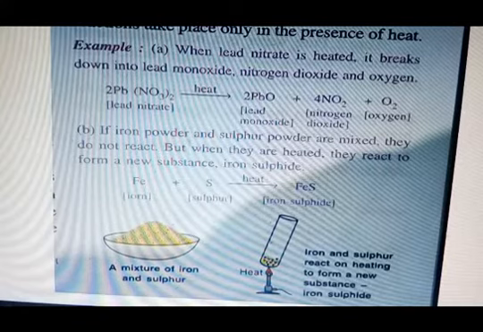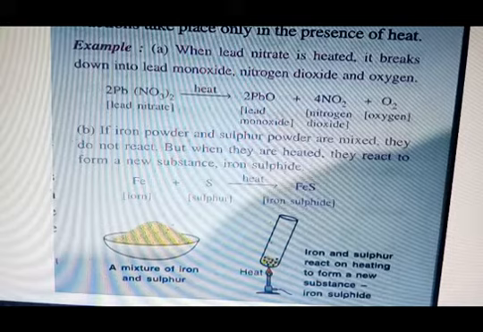they react. They react to form a new substance, that is iron sulfide. You can see the reaction out here. A bowl full of iron powder and sulfur powder. This is simply a mixture because no new substance has been formed. If you bring a magnet near it, then all the iron particles will get attracted towards the magnet. That means no reaction, that means no new substance has been formed.